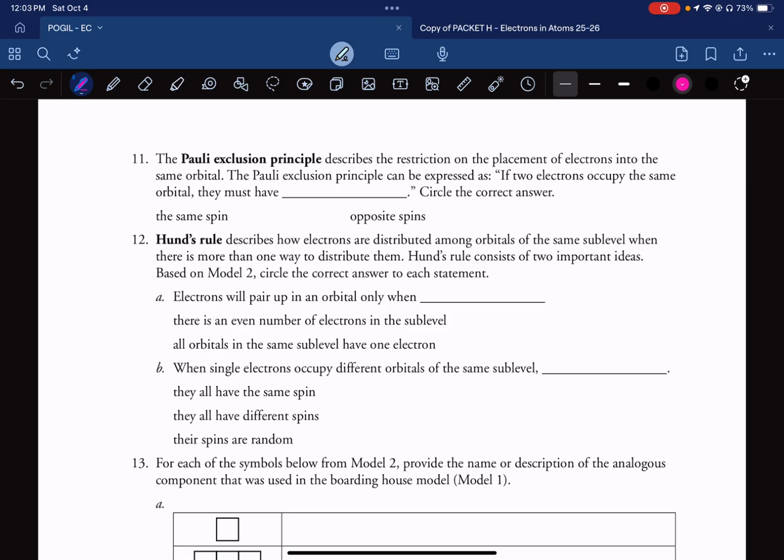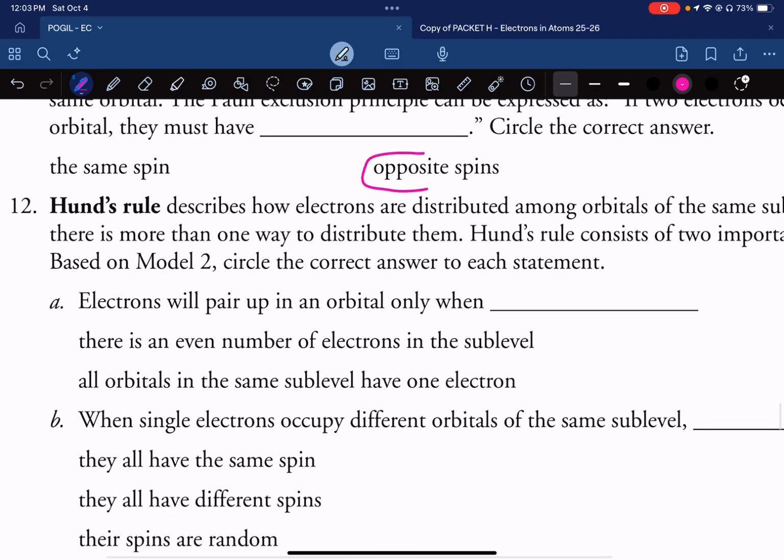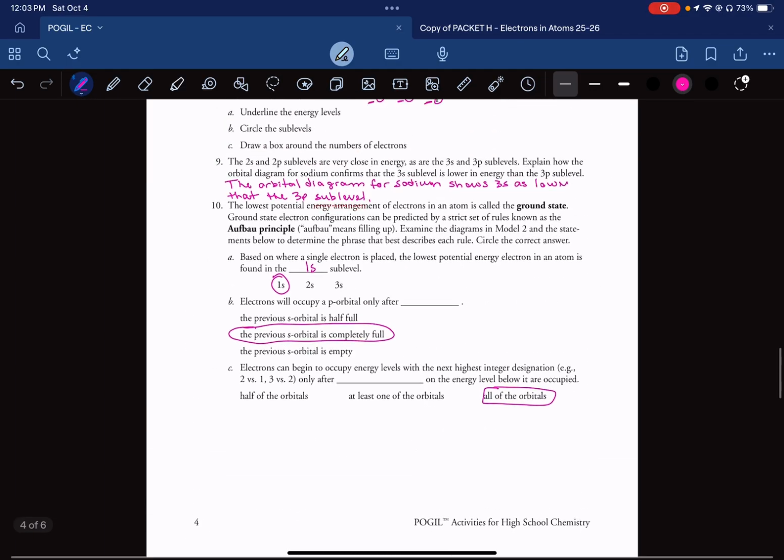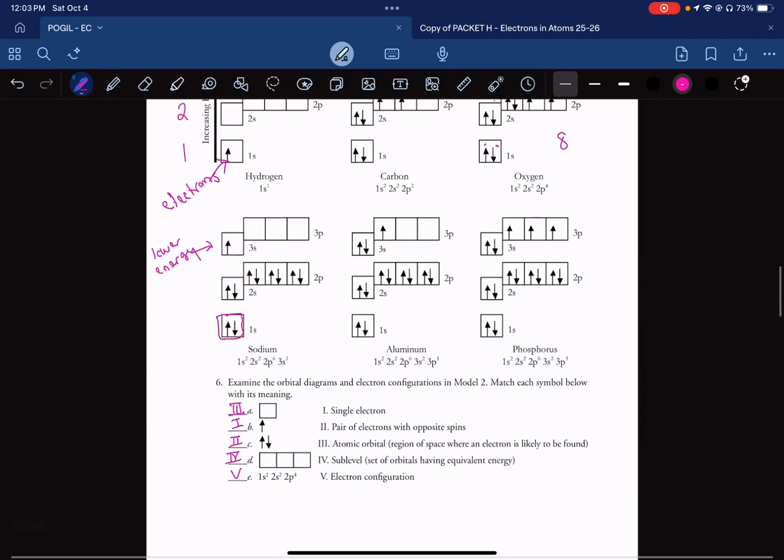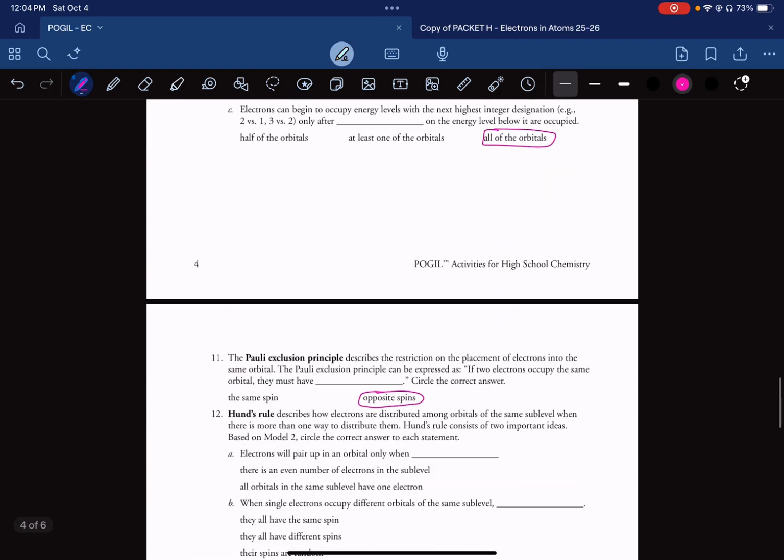And then it says to circle our sublevels. So our sublevels are like our rooms. So we have a sublevel S, sublevel P, and it says to draw a box around the numbers of electrons. So, a box around the numbers of electrons.